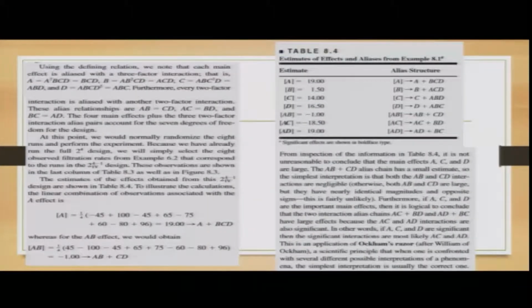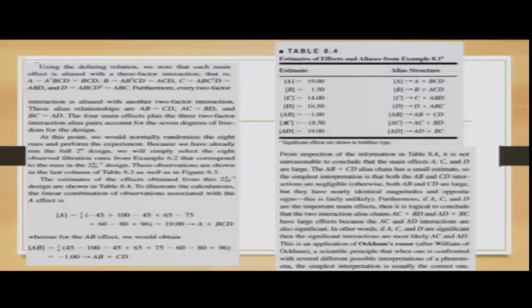So, using the defining relationship, we note that each main effect is aliased with 3 factor interactions, and they are as follows. A is given by A square B C D, because now you have B, C and D being combined by the combination of A, B, C taken together. Then you have B given as A B square C D, and C given as A B C square D.